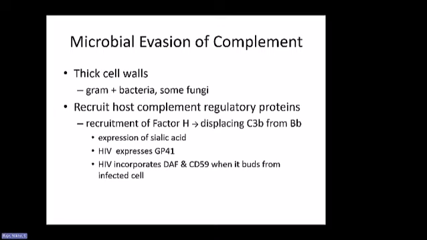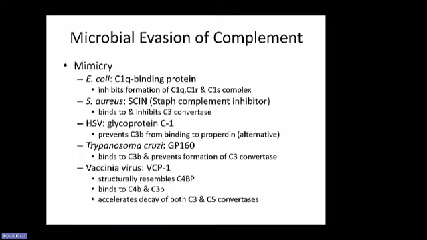One example of this is the HIV virus that expresses GP41. HIV incorporates some complement regulatory proteins like DAF and CD59, which help in their pathogenesis. Some microbes can mimic the complement proteins, like E. coli, which can use a C1q binding protein-like complex.